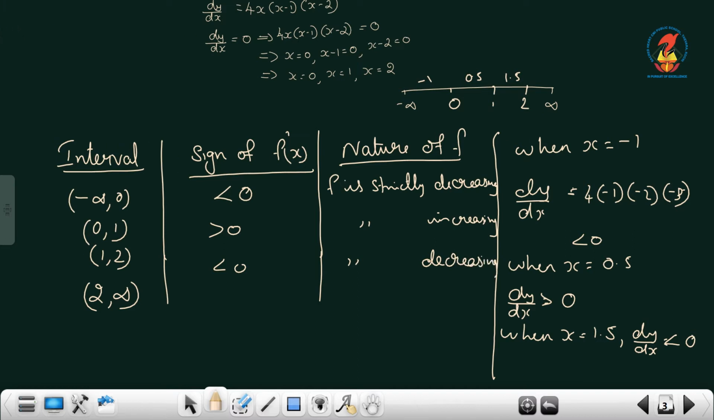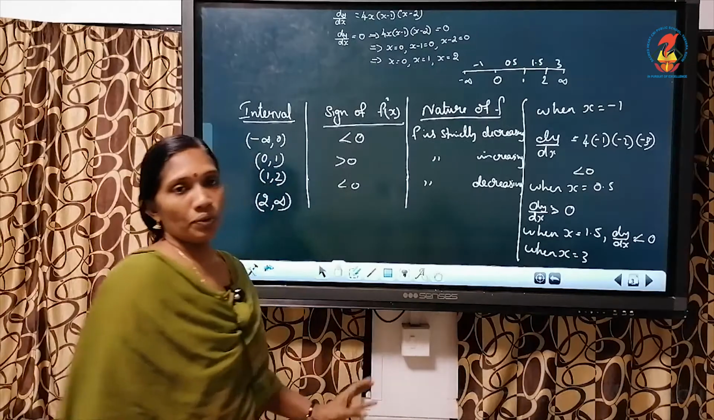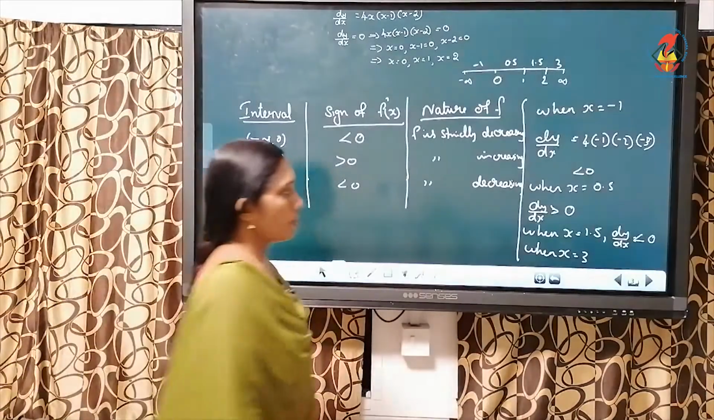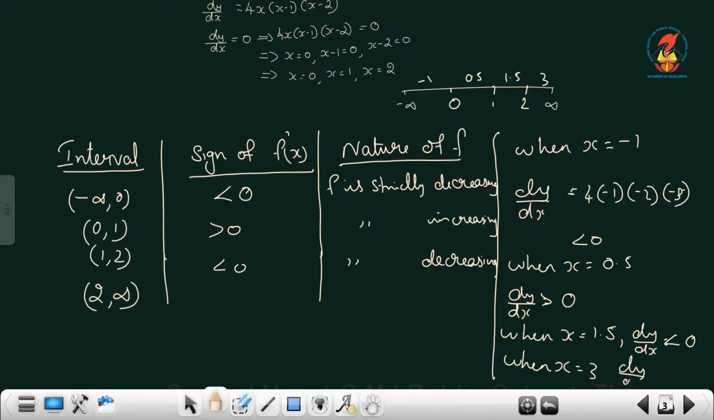Now the last interval, 2 to infinity, we can take 3. So when x is 3, 4 into 3 is positive, 3 minus 1 is positive, 3 minus 2 is positive. So total dy by dx is positive, greater than 0. That is strictly increasing.